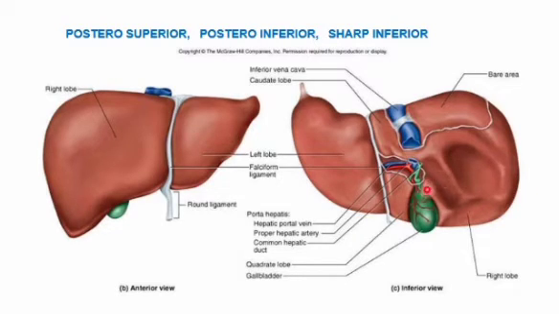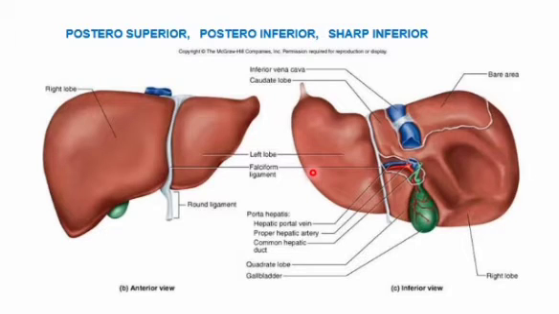And if you see here, downwards from the left side to the right side, we can see a sharp border called the inferior border of the liver. So overall the liver consists of three borders: postero-superior border, postero-inferior border and sharp inferior border. Once again I am showing the postero-superior border, this is called the postero-inferior border of the liver, and this is called the sharp anterior border.